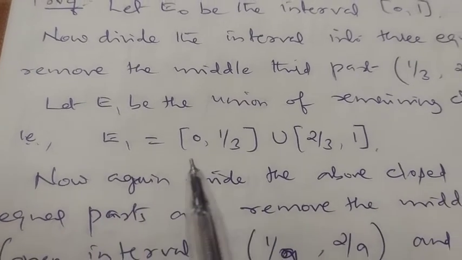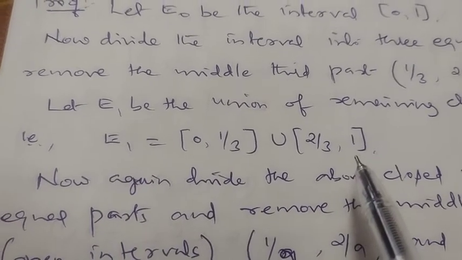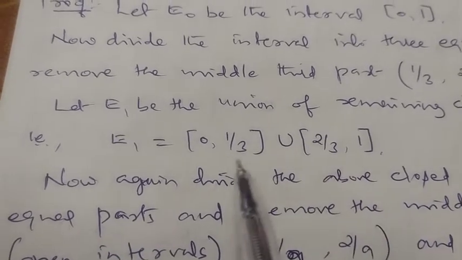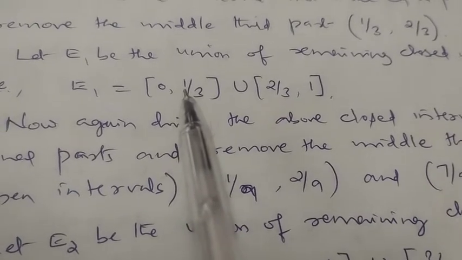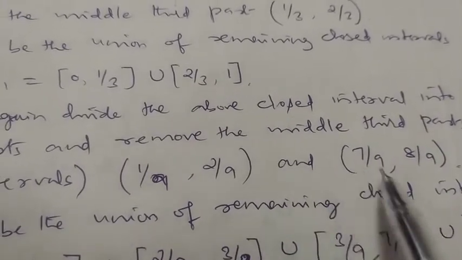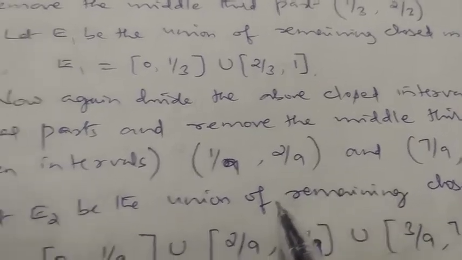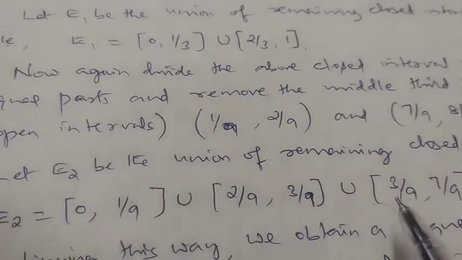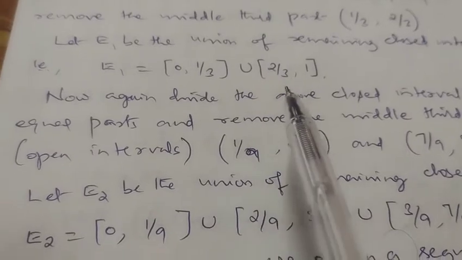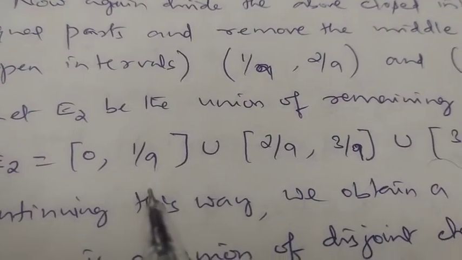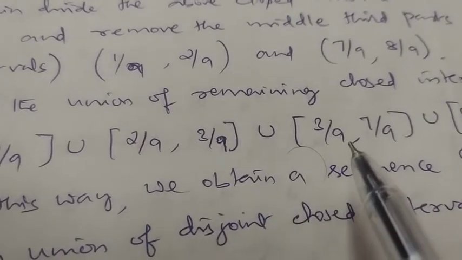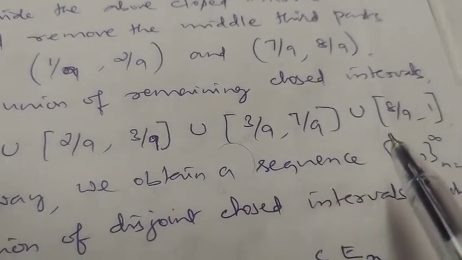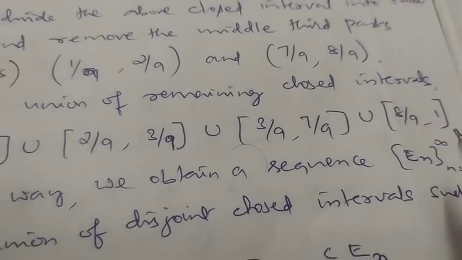Now again divide each of these two subintervals into 3 equal parts and remove the middle third parts. The middle third parts are (1/9, 2/9) and (7/9, 8/9). So you remove these, and let E2 be the union of the remaining 4 intervals. So E2 is [0, 1/9] union [2/9, 3/9] union [6/9, 7/9] union [8/9, 1]. Okay. You continue this way.